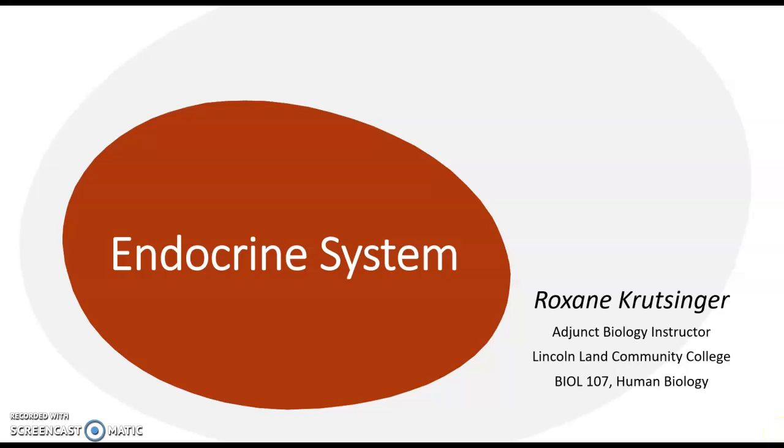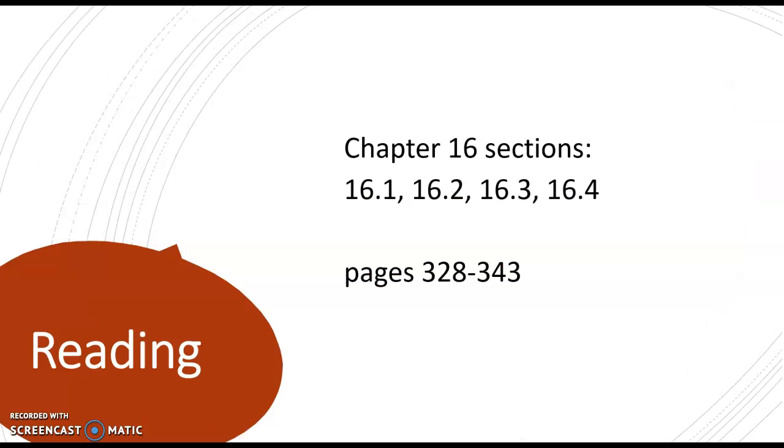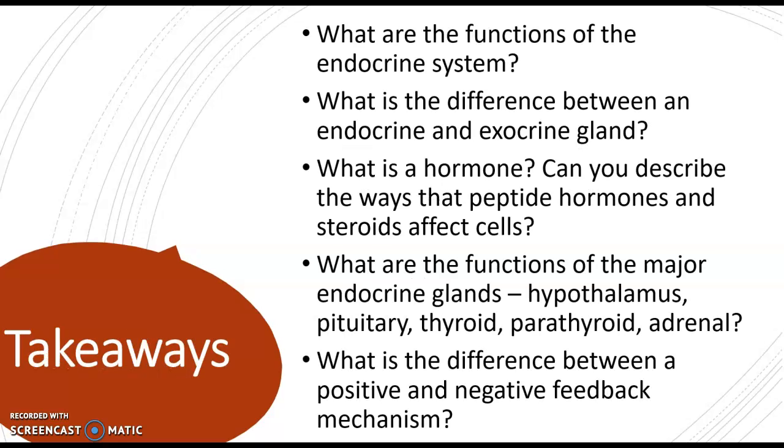Chapter 16 of our textbook covers the endocrine system, and we are going to be looking at sections 1 through 4 to answer the following questions. What are the functions of the endocrine system? What is the difference between an endocrine and an exocrine gland? What is a hormone? And can you describe the pathways that peptide hormones and steroids affect cells?